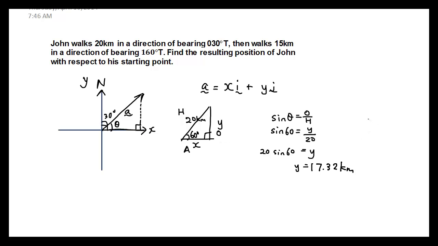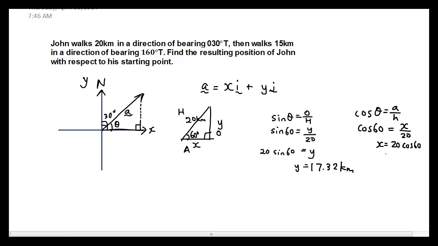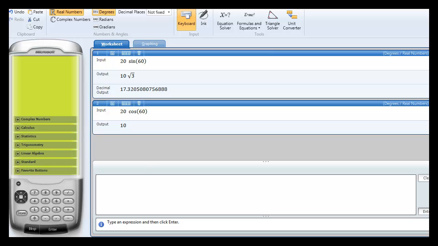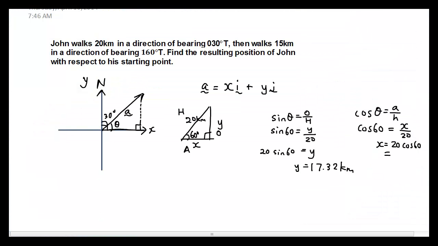Now let's find x. So cos theta equals adjacent over hypotenuse. Cos 60 equals x over 20, so x equals 20 cos 60, and let's use the calculator again. 20 times cos 60, and the answer is 10. So I'm going to write 10 kilometers here.